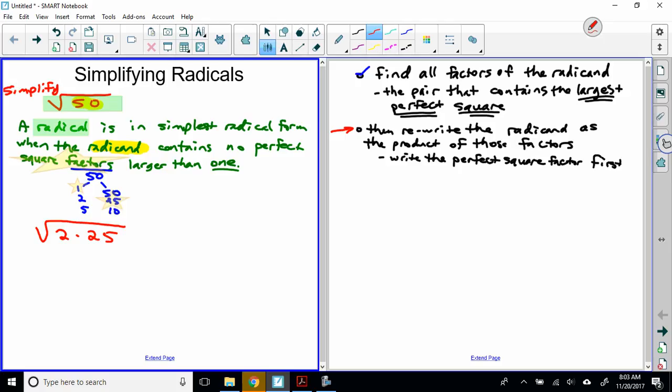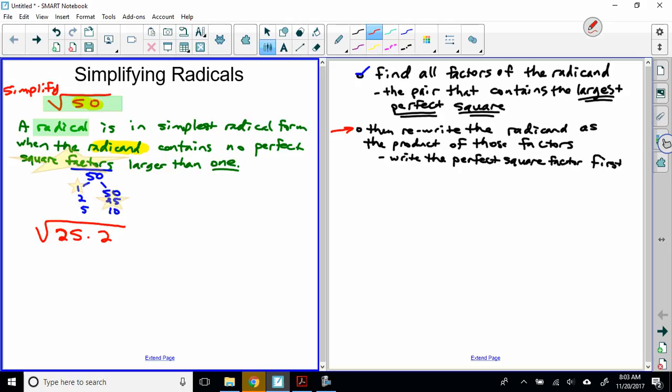But wait a minute, what did I just do wrong? I'm supposed to put the perfect square first. Okay, so I'm supposed to put the 25 first, and there is a reason for that. So I'll write the square root of 25 times 2. Some of you already know what's coming next. And if you do, I'm sorry if this is boring you to tears.